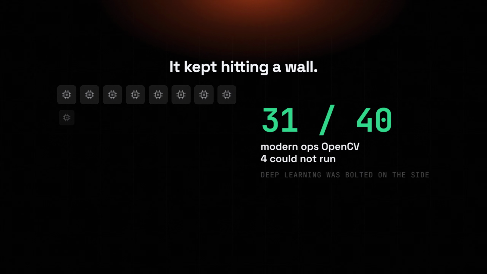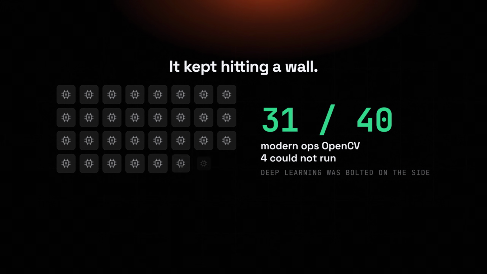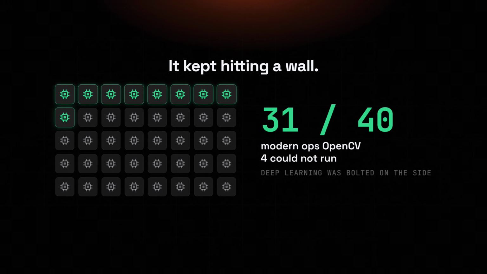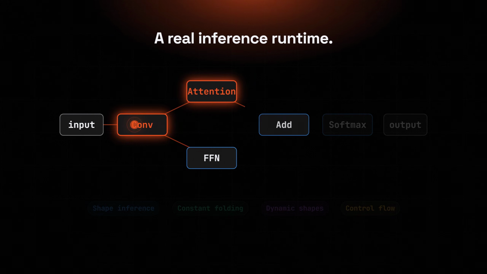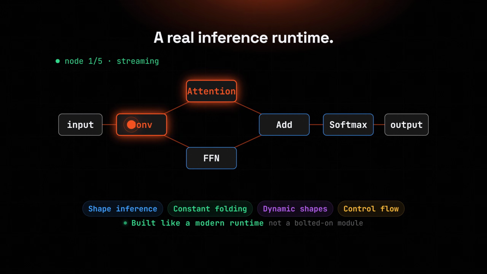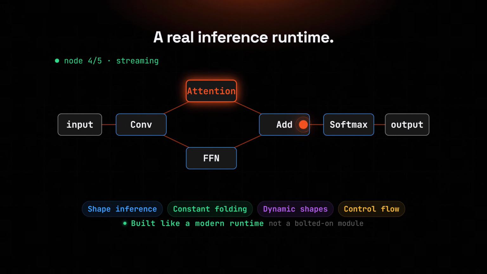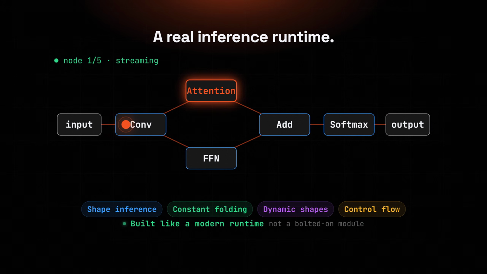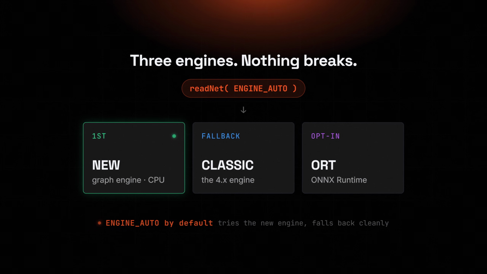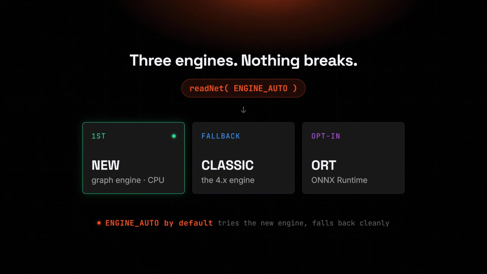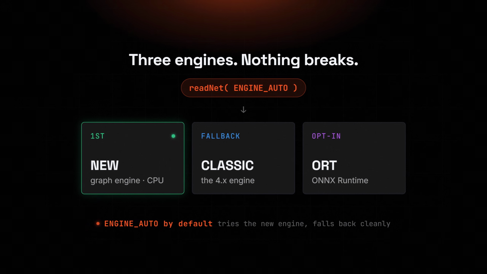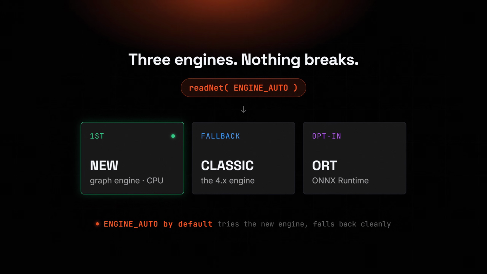In OpenCV 4, deep learning was bolted on the side. It worked for simple networks, but the second you loaded a modern model, you hit a wall of missing operations. The rebuild is a proper inference runtime. It is graph-based, with real shape inference, constant folding, dynamic shapes, and control flow, the branches and loops that today's models actually rely on. And the migration is clever. There are 3 engines inside. The new one runs first. If it can't load your model, it silently falls back to the classic engine. You can also route straight to ONNX Runtime when you want.